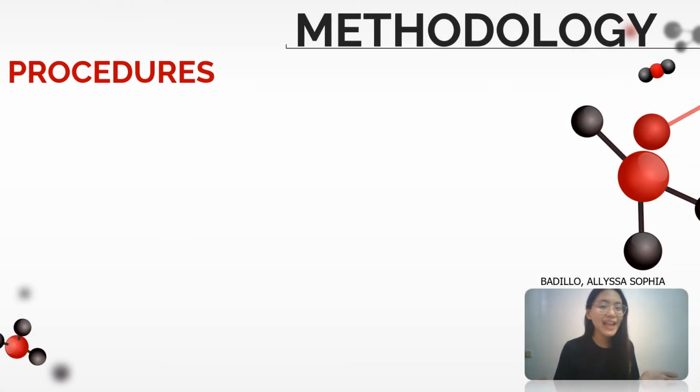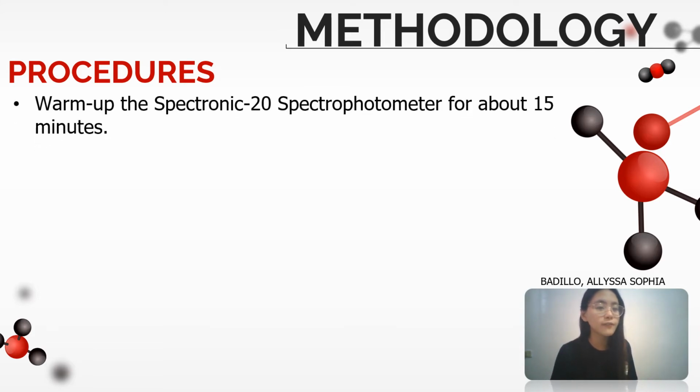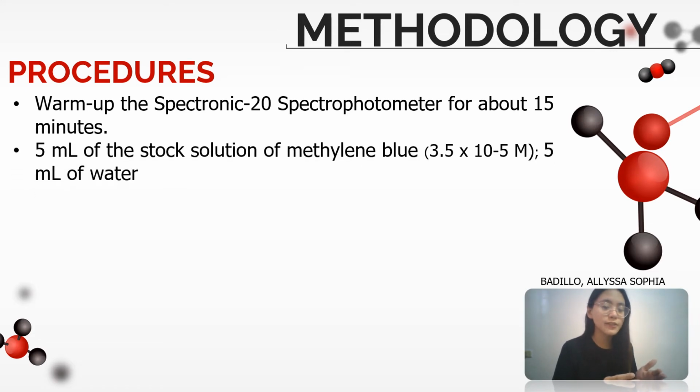Let us now dive into the procedure of the experiment itself. To begin with, the Spectronic 20 spectrophotometer should be turned on and warmed up for around 15 minutes before the experiment proper. Meanwhile, to prepare the measurement of the absorbance spectrum, two test tubes must be prepared. One that contains 5 ml of the stock solution of methylene blue and another that contains 5 ml of water.